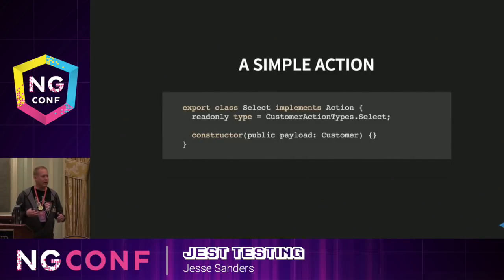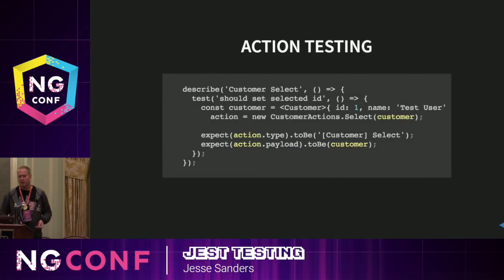So let's take a look at NgRx, a simple action. Here we have a simple action that does our select. Our type is CustomerActionTypes.Select, and I have a constructor with a payload that's public. So what I know with this is I can test on the type, and I can test what my payload is and make sure that my action's doing what I want. So pretty simple test, right?